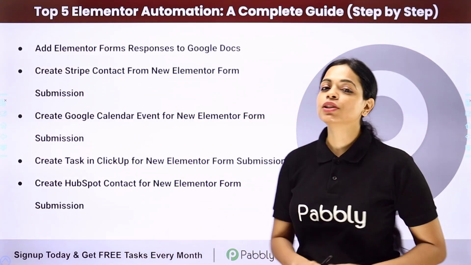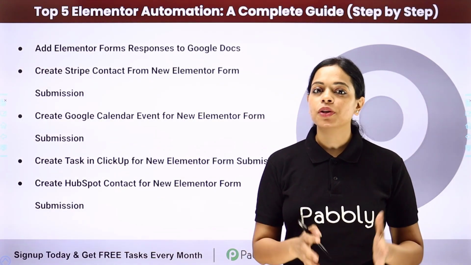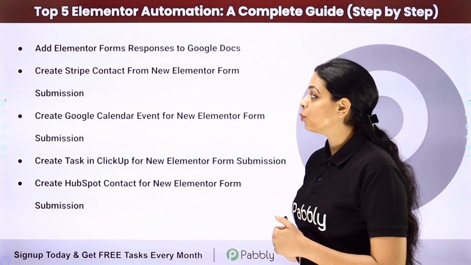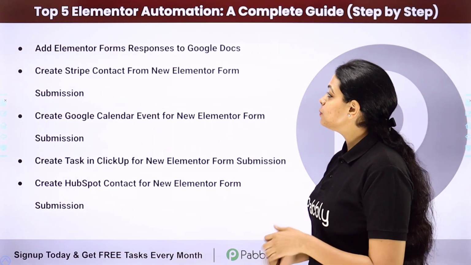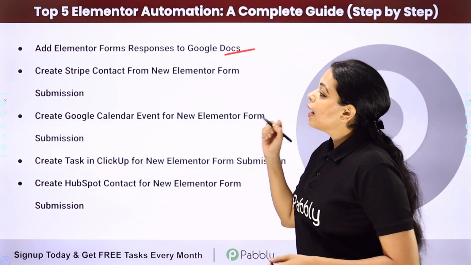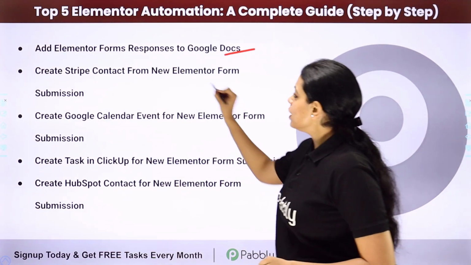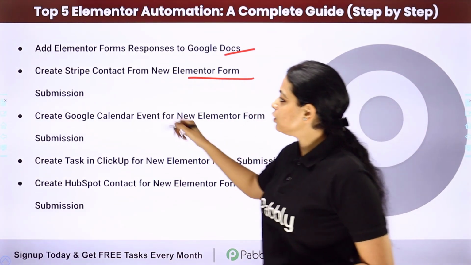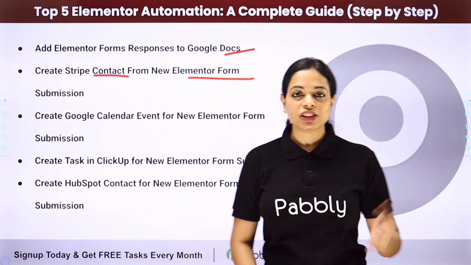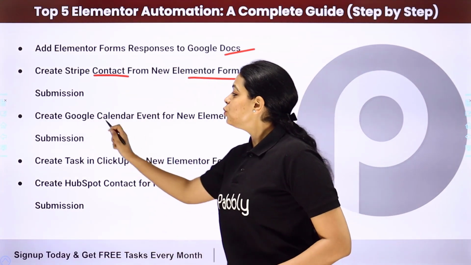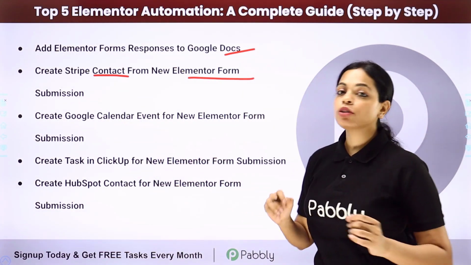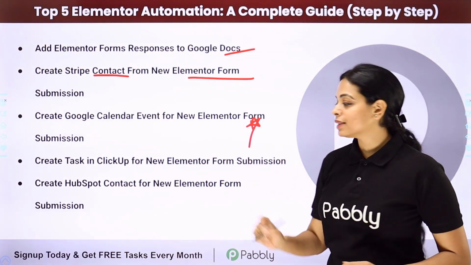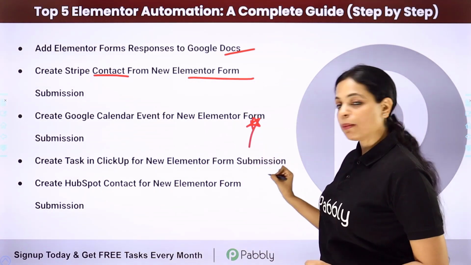So here we have the top 5 most popular integrations as per the views that we have received on our website. So, add Elementor form responses to Google Documents. Create Stripe contact from new Elementor form submission. So you have received a form submission, you have received the details and you have created a contact in Stripe, which is a payment gateway. Create Google Calendar event for new Elementor form submission. This one is really interesting. Then we have create task in ClickUp for new Elementor form submission.